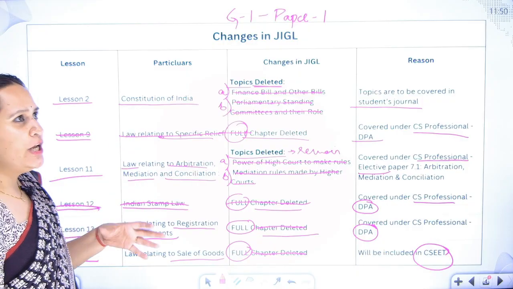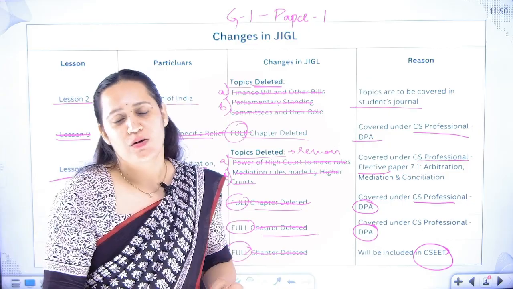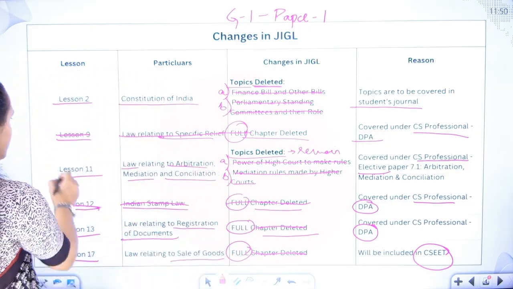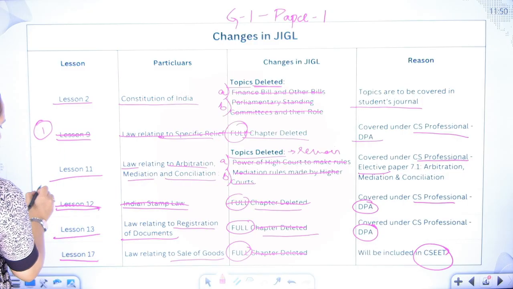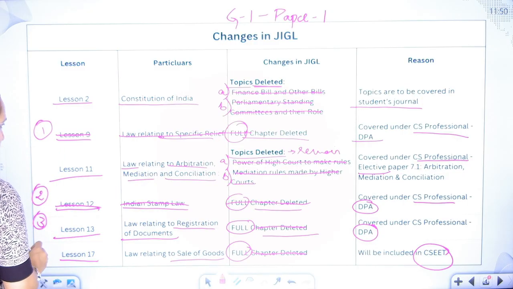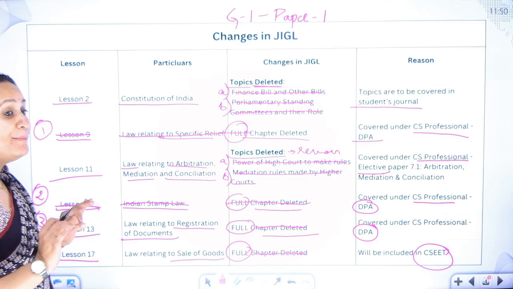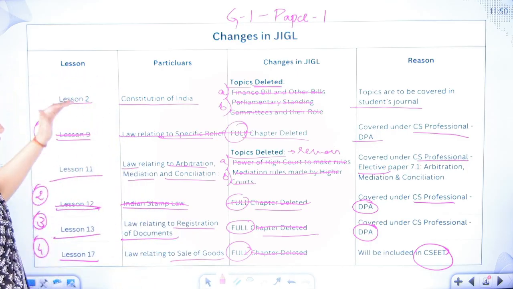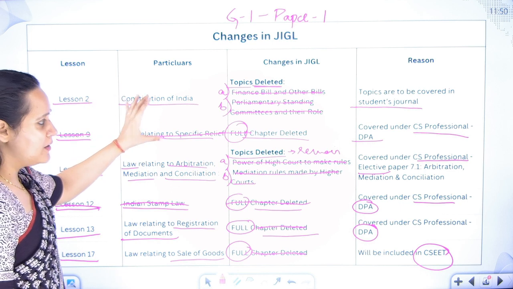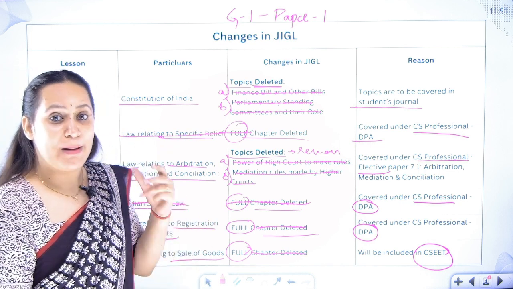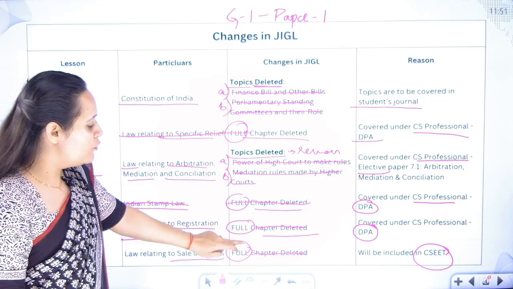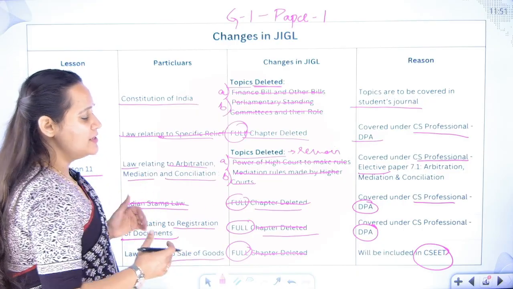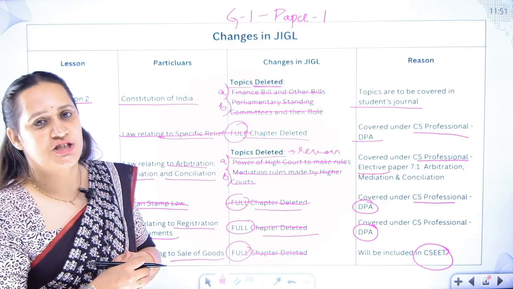So, in the JIGL, you have got a lot of relief because the syllabus is substantially reduced. Why? Because they have deleted 1, 2, 3 and 4 chapters completely from your JIGL syllabus, and other 2 chapters, few topics have been deleted. The main relief is deletion of 4 full chapters from your JIGL syllabus. So, these are the changes that have been brought about in the JIGL syllabus.